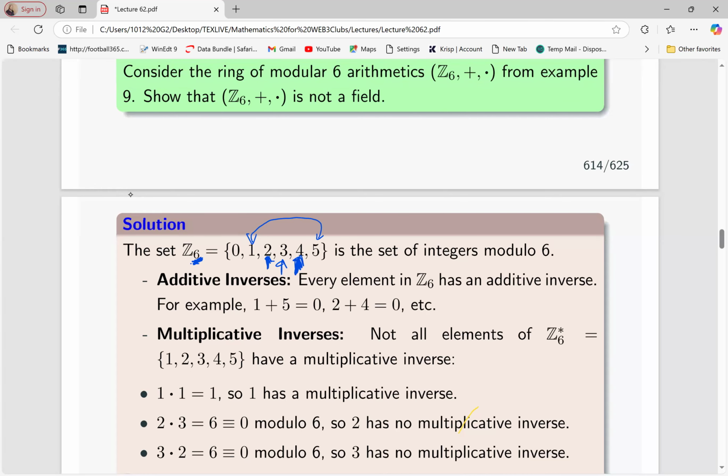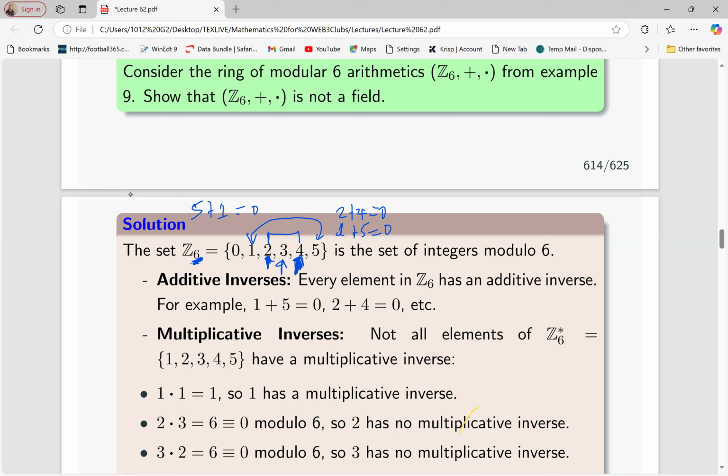But additive inverses, I have no problem with that. Each of these elements would have an additive inverse. For instance, the additive inverse of 2 is 4, because 2 plus 4 is 0, which gives us the identity. The additive inverse of 1 is 5, and the additive inverse of 5 is 1. I have no problem with that.